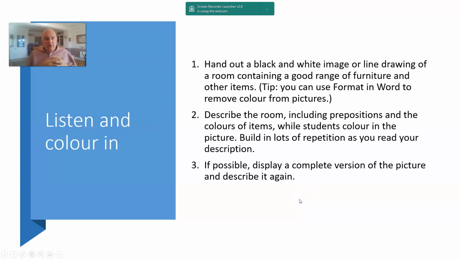This is one called Listen and Colour In. For this one, you give students an image or a line drawing, for example, of a room. It could be something else, with a good range of items. In the example you'll see in the next slide, it's actually a room. And by the way, I did discover fairly recently that if you use format in Word, you can remove colour from pictures. I should have known that already, but anyway. So if you get the right sort of pictures, you can do that.